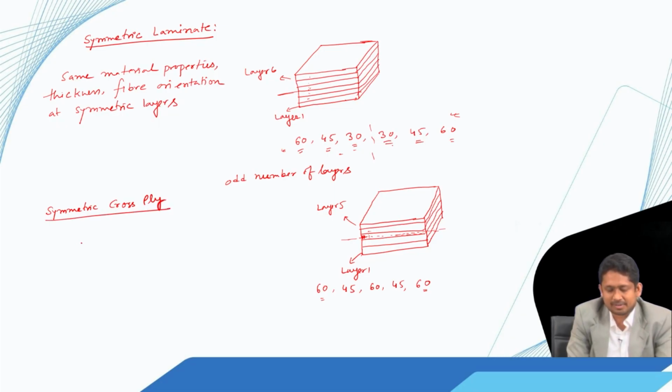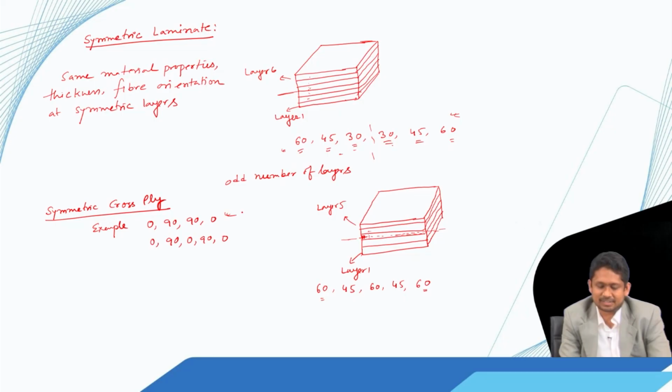Symmetric cross ply, that means it is symmetric as well as it is cross ply. So, an example of this kind of sequencing can be 0, 90, 90, 0, or if we go for odd number of layers it can be 0, 90, 0, 90, 0. So, in the first case it is symmetric with respect to the junction between these two 90 degree layers. In this case it is symmetric with respect to the middle of the 0 degree layer.